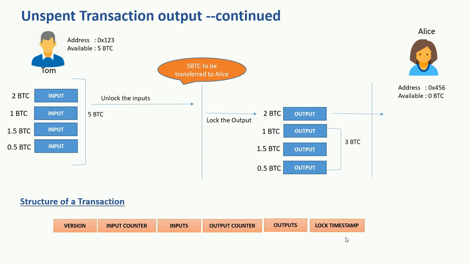After this there is a whole other process which happens. This transaction goes from node to node and gets propagated. Then the miner takes this transaction and verifies whether Tom has really received these 5 bitcoins, and whether he tried to double spend. All of this will be validated as part of mining. So this is how a transaction is initiated, and this is nothing but the unspent transaction output model.